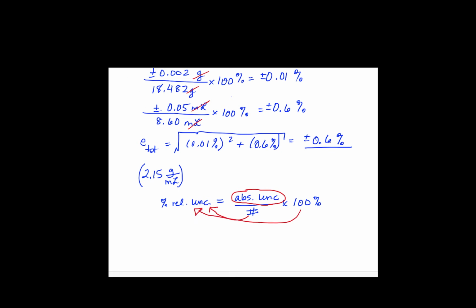So let's go ahead and do it. We have this number, which is the density. We're going to multiply by the percent relative uncertainty, 0.06%, and we're going to divide out the 100%. So when we do this, we should get plus or minus 0.01 gram per milliliter for our absolute uncertainty.